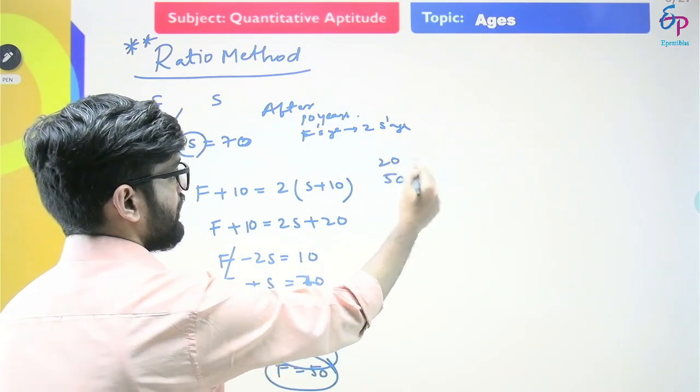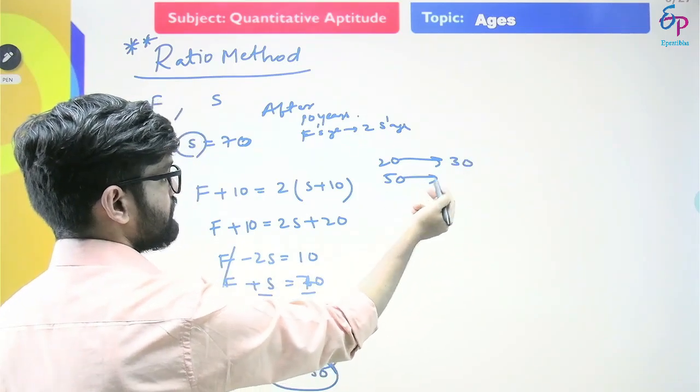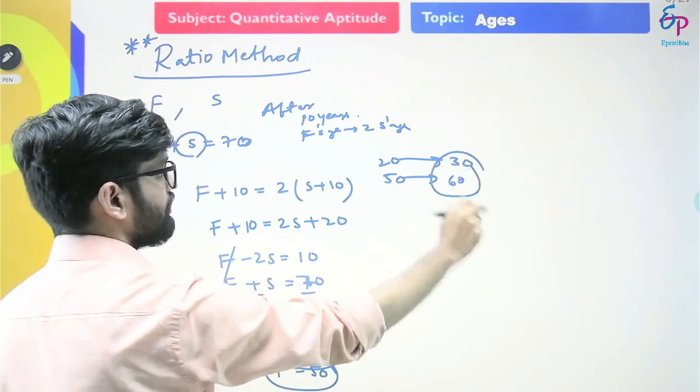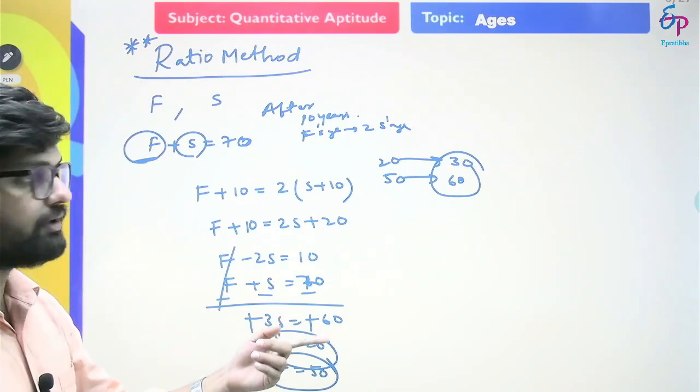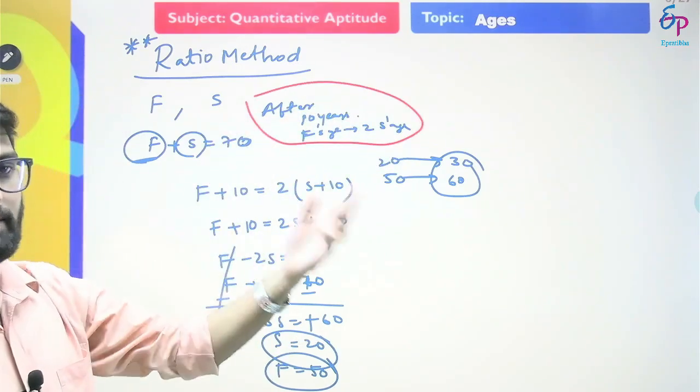What you can do? After 10 years, this guy's age will be 30, and after 10 years, the father's age will be 60. This is twice or not? Father's age is twice that of son. Then the condition which I have given is correct or not? So like that you can do.